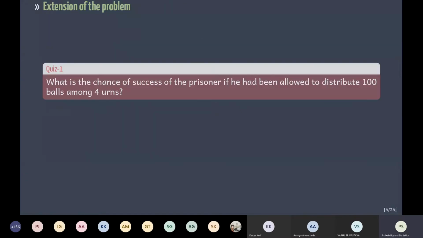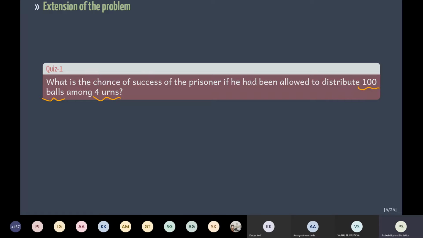A subsequent question is, what is the chance of success if the prisoner had been allowed to distribute 100 balls among 4 urns? So what if the problem is changed to 100 balls and the number of urns is changed to 4? I leave this up to you as an exercise, and this will be discussed in the tutorial.